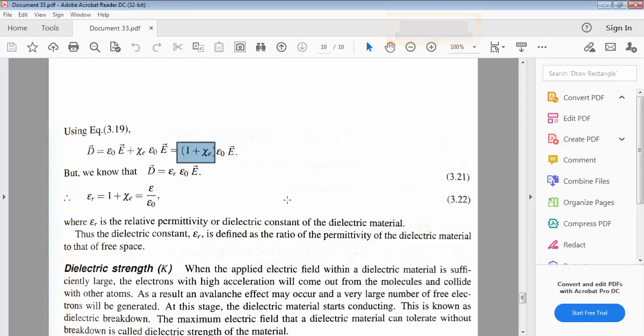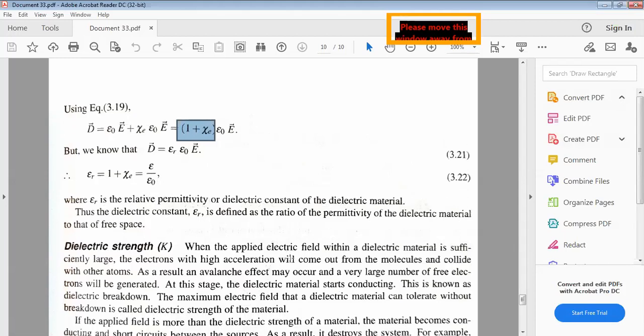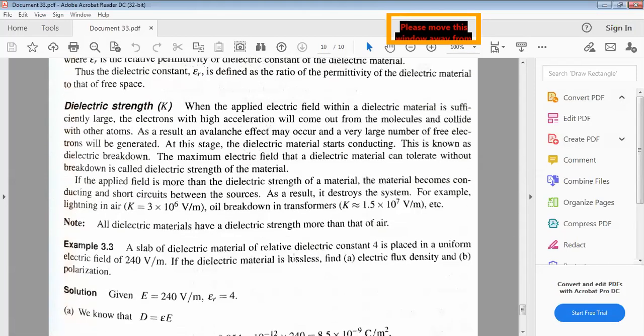Here epsilon R is the relative permittivity, or dielectric constant. Thus the dielectric constant epsilon R is defined as the ratio of the permittivity of the dielectric material to that of free space. Epsilon naught is the permittivity of free space. That is another one.